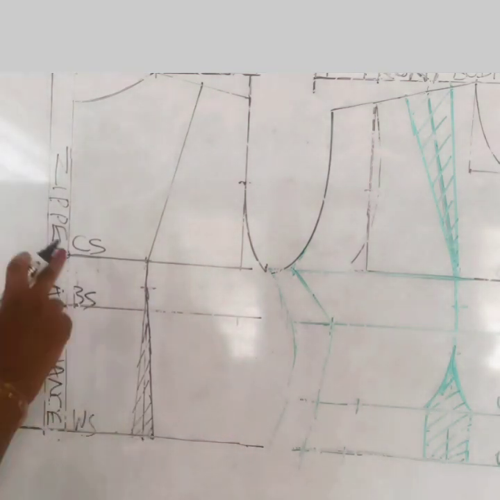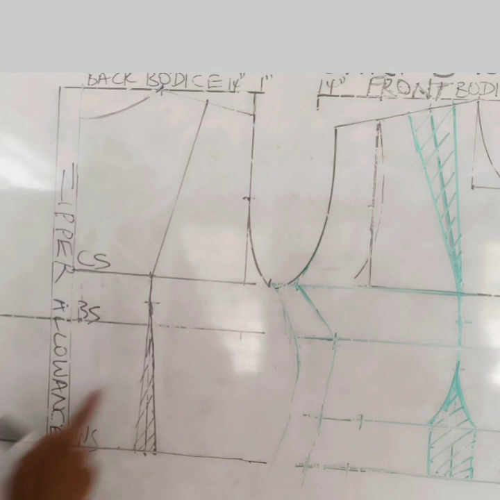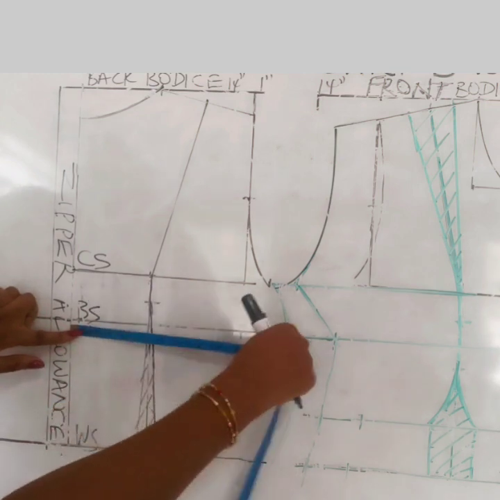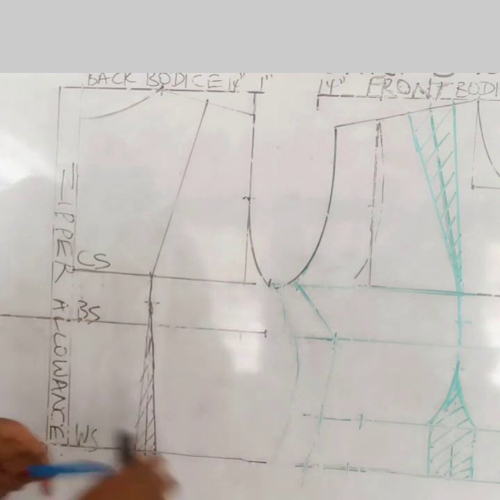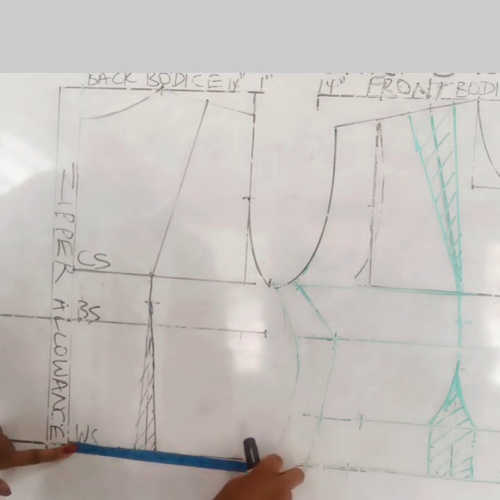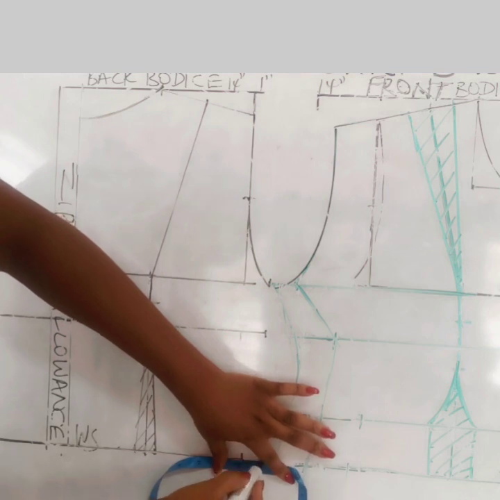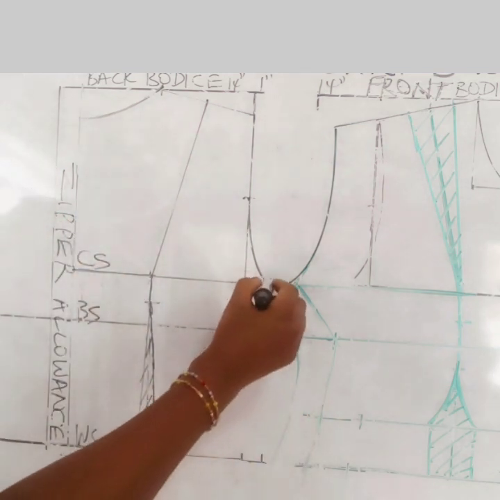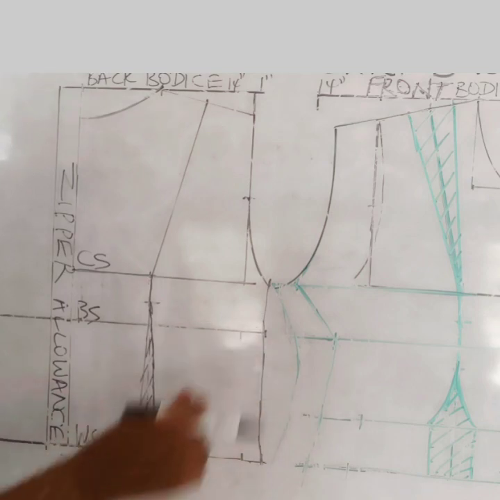So the next thing to do is just to input the bust circumference and then the waist circumference divided by 4. The bust circumference divided by 4, we have 10 inches. Then the waist circumference divided by 4 gives us 9 inches. And then the 1 inch dart, and we'll just connect. So take note, we have not added our allowances yet.